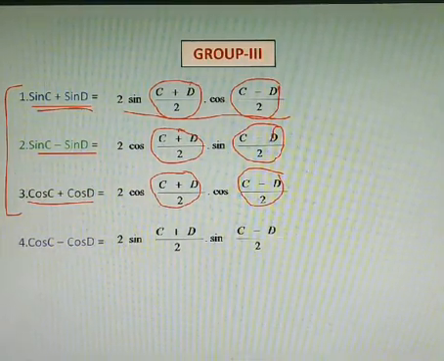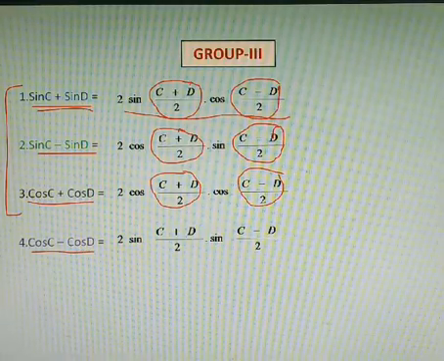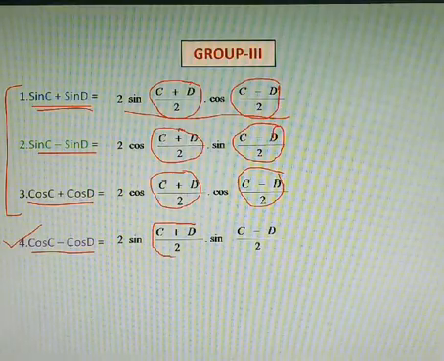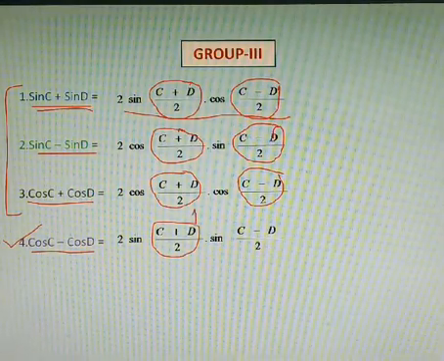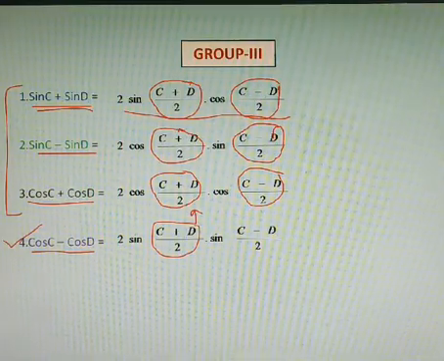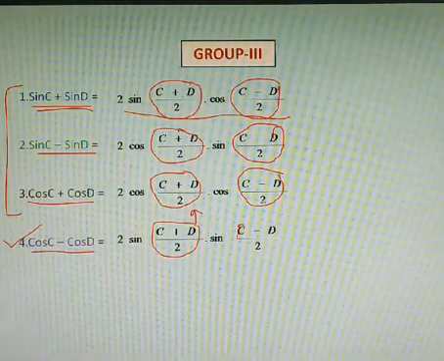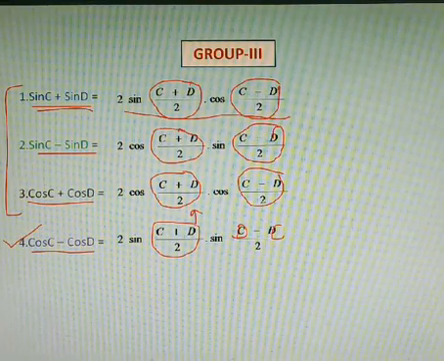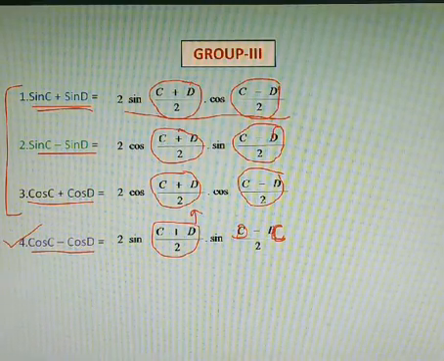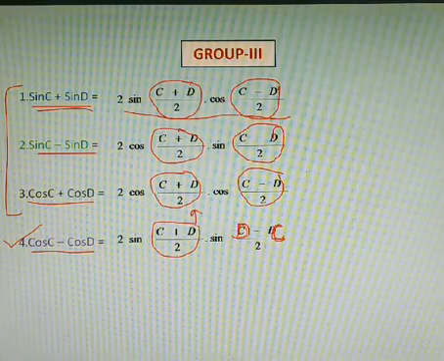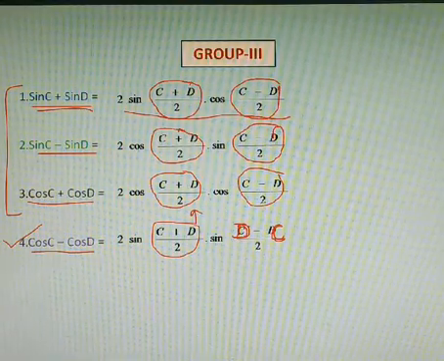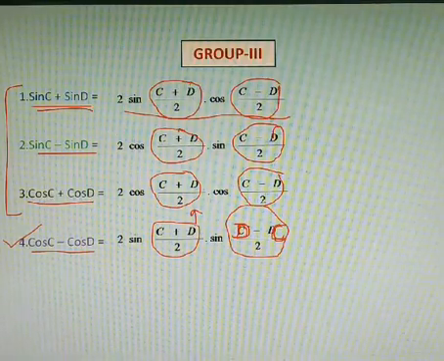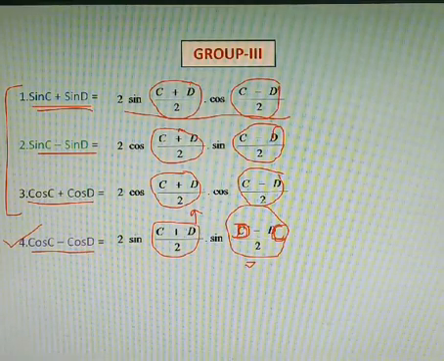But here in the fourth formula, you will see the first part C plus D by 2 is the same as above 3, but here it should be D minus C. So I have mistakenly typed. It should be D minus C. That means this is a different form of angle that we see on the second part of cos C minus cos D.